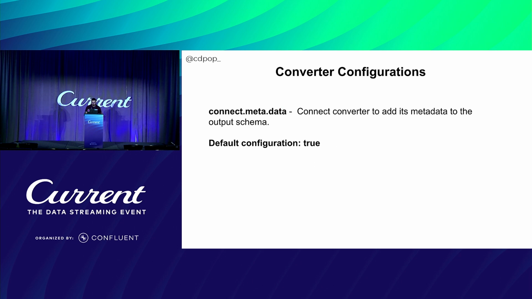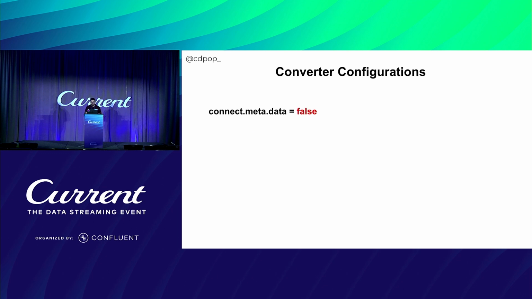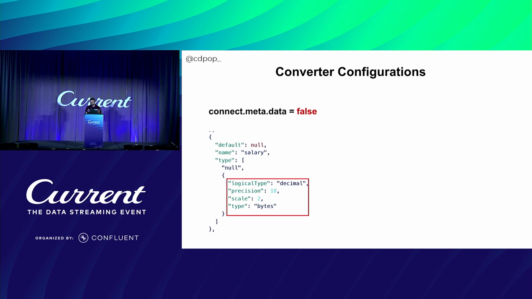Then there's connect.meta.data. This just adds some metadata to your schema, and I've heard this a few times where people just don't want to have that metadata. This default configuration is set to true. So here's a little example of what the metadata looks like: you have connect.name, connect.parameters, and connect.version. If you set this configuration to false, it simply removes all the metadata from your schema.